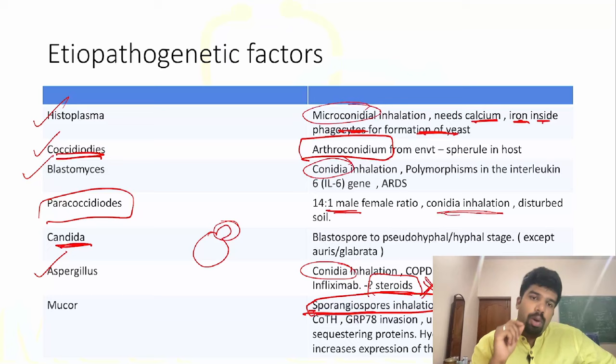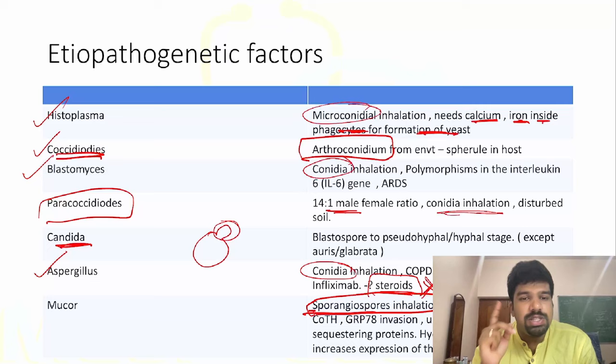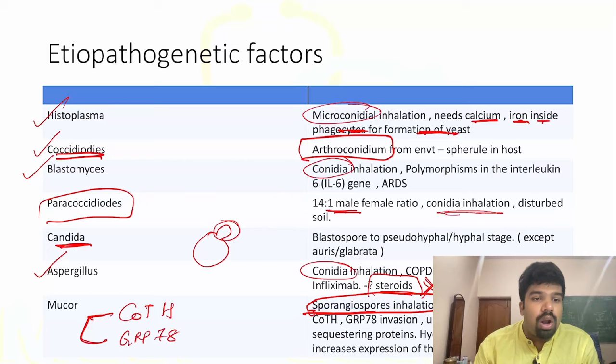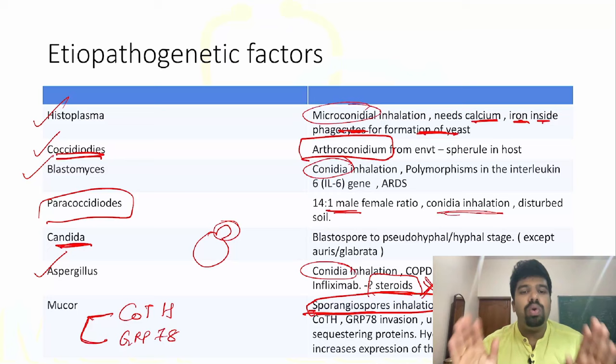When you're having DKA, the acidotic component is basically due to beta-hydroxybutyrate. Correct? This butyric acid is going to cause upregulation of the iron sequestering proteins. And also, it is going to upregulate two important proteins, called CotH and GRP78. These are basically invasive proteins. They're going to invade through tissues and clog the blood vessels. That's where the angioinvasive property of Mucor comes from. This hyperglycation of these proteins and siderophoric activity is going to make Mucor what Mucor is. So the pathogenicity of Mucor is because of hyperglycation and butyric acid, upregulation of CotH and GRP78. Okay, so these are a few important etiopathogenetic features of individual fungi.